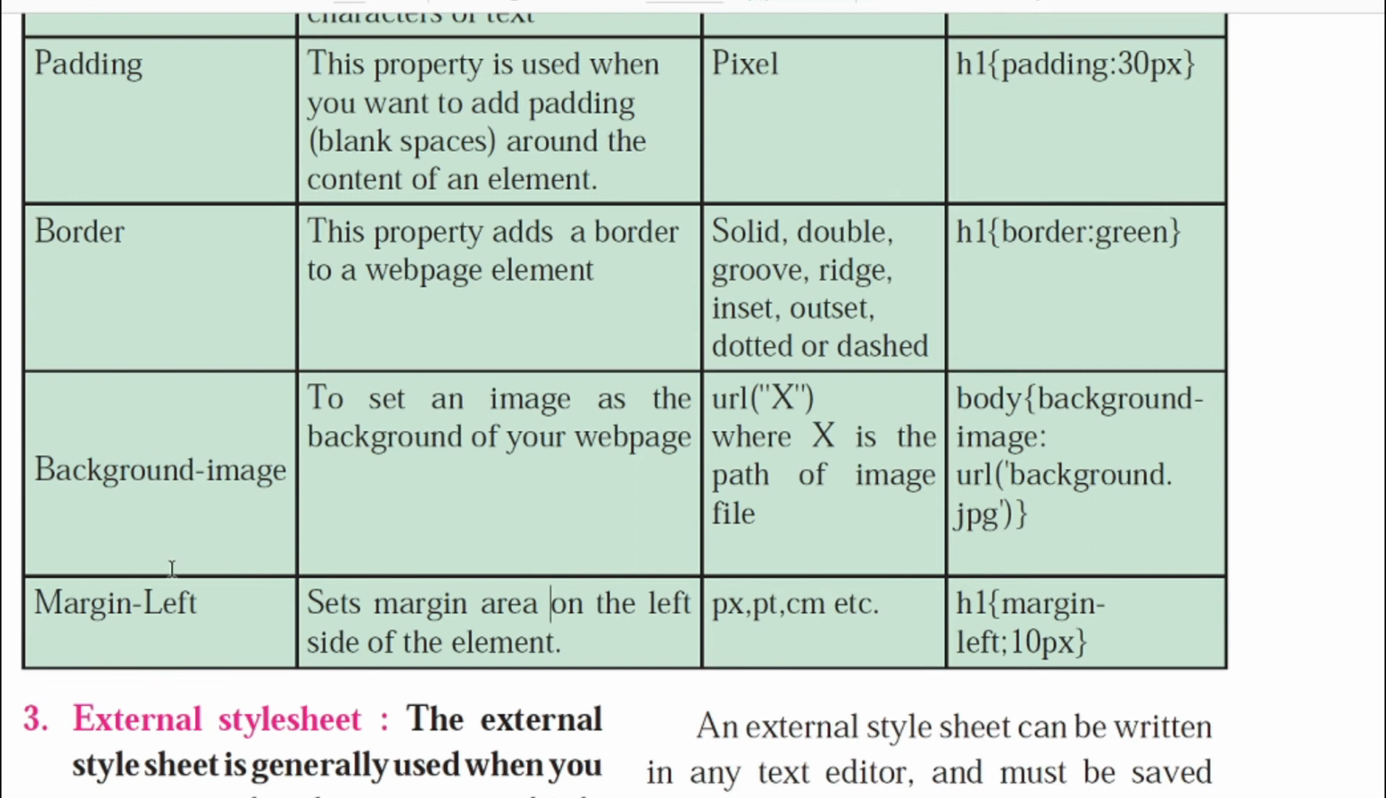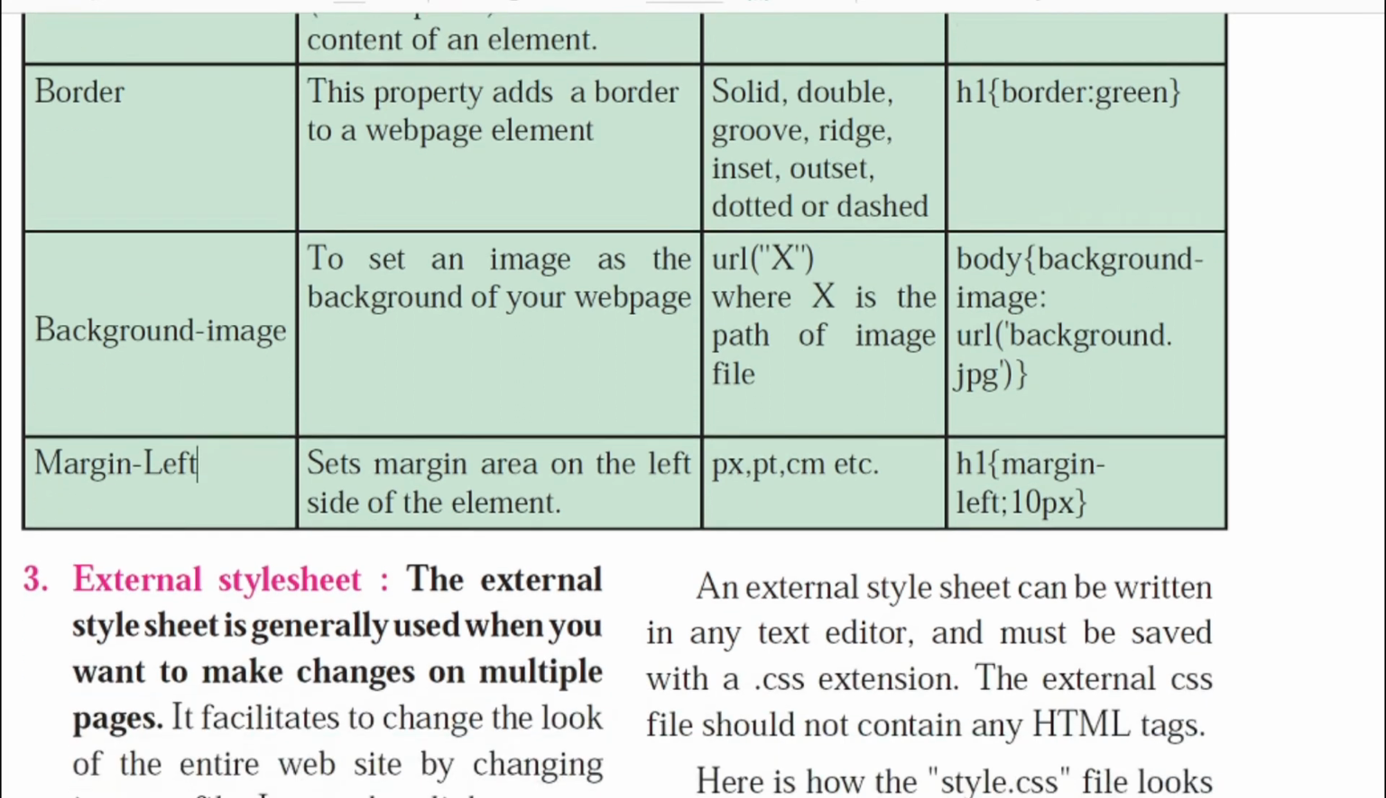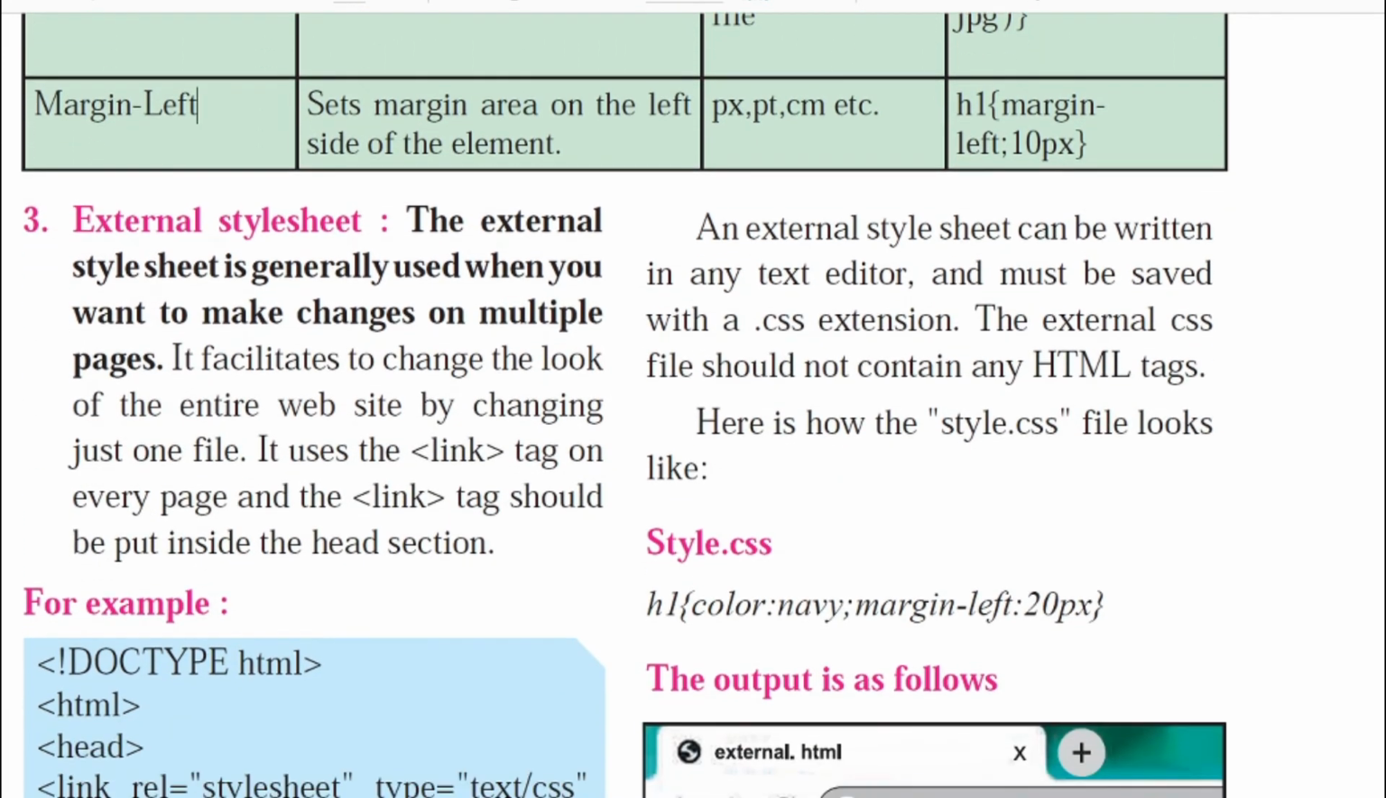And lastly, we have yet another property called margin left. It sets the margin area on the left side of the element in pixels, points or centimeters. So in this way, these are some CSS properties. Let us now have a look at the external style sheet, or we can say external CSS.